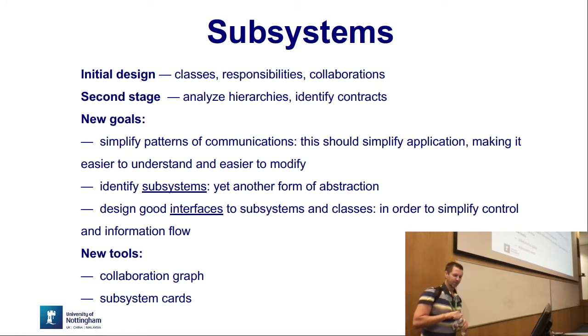So we want to simplify the patterns of communication, simplify the design. Subsystems are a way to do this. Design good interfaces to subsystems and classes in order to simplify control and flow of information. We're going to revisit the collaboration graphs, and we're going to look at subsystem cards.